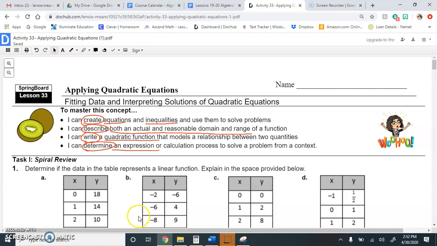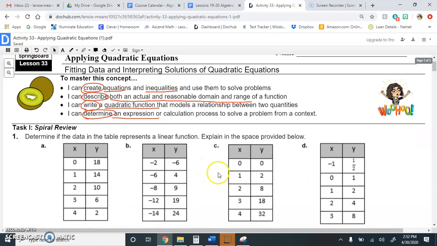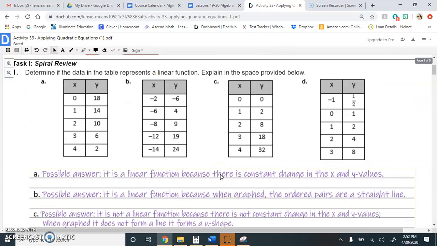Okay, so number 1, it's asking us to determine if the data in the table represents a linear function or not, and then to explain. So looking at letter A, we have a possible answer here. Keep in mind that you could have something that isn't worded exactly like mine, but still says the same thing, so don't feel like you have to erase your answers. You could always just add to them or modify them as needed.